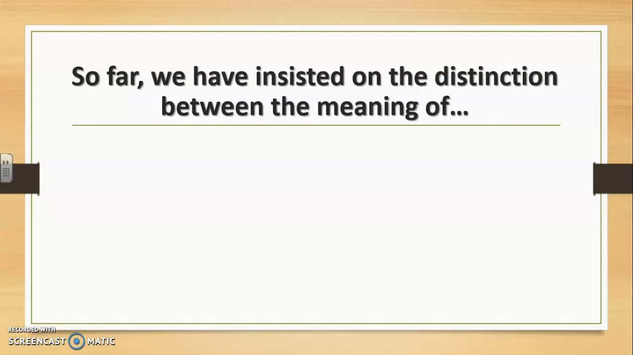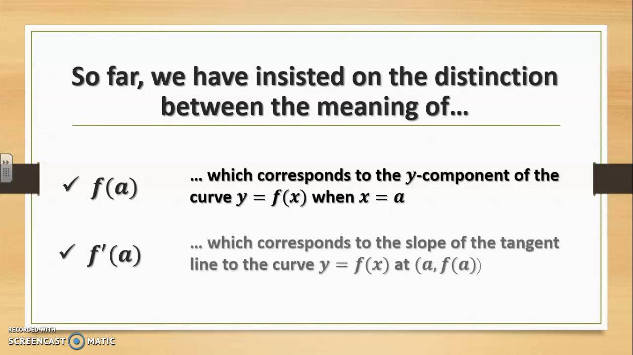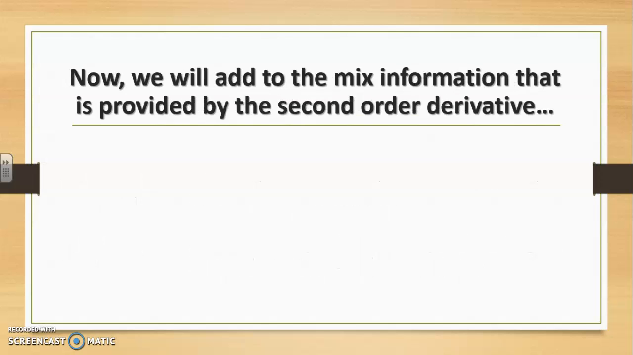So far we've insisted on the distinction between the meaning of f at a, which represents the y component of the curve when x is a, and f prime at a, which corresponds to the slope of the function, or if you prefer, the slope of the tangent line to the function at coordinate a, f of a. So on the one hand, we have a point's height in the Cartesian plane, and on the other hand, we have the function's inclination as it goes through this point.